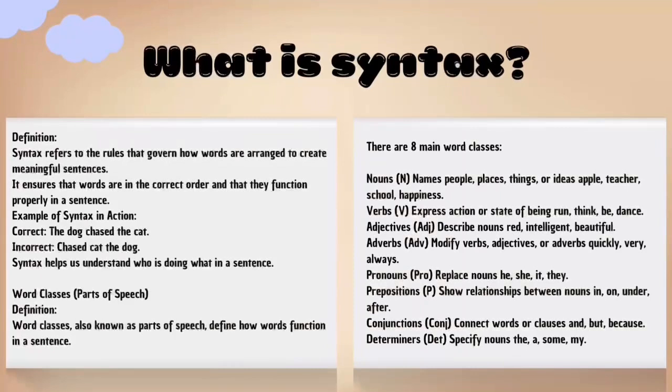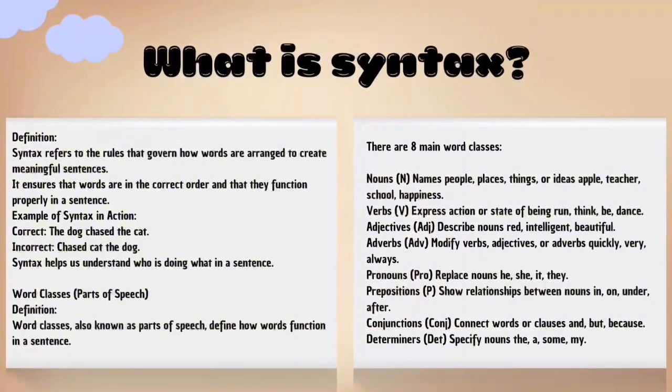Imagine if I said, "dog the chase, cat the." Confusing, right? That's because word order and function are very crucial in communication. Let's begin by understanding the foundation. Word classes are what we call parts of speech. Every word in a sentence belongs to a specific category based on how it behaves in a sentence. There are 8 major word classes, and each plays a unique role.